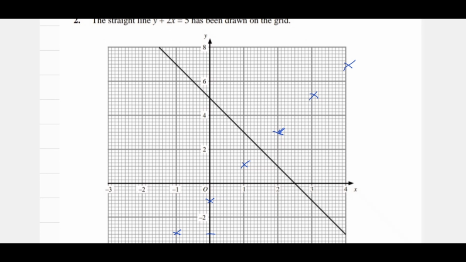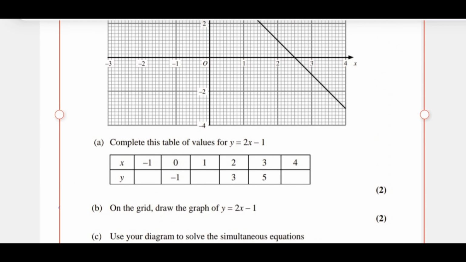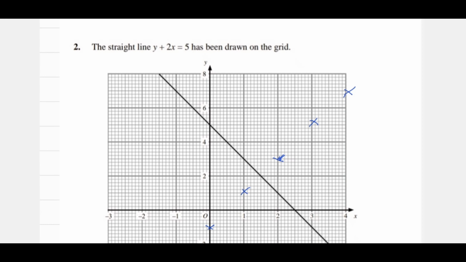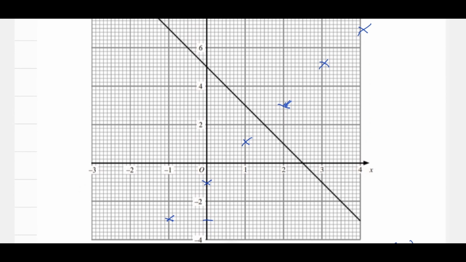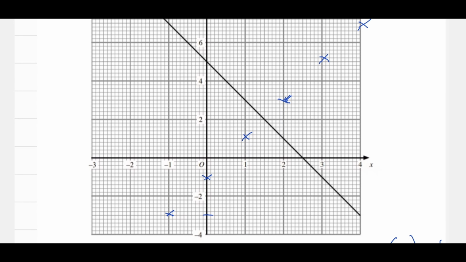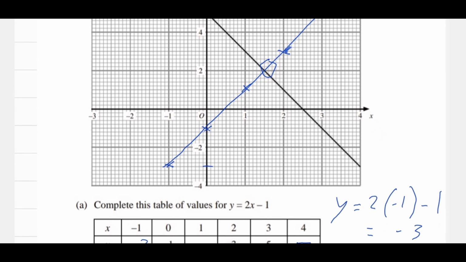Now you can connect them by using a ruler and filling it out. And you can see that there is a specific point of intersection that we will get to in the next part of the question. So draw the second line and point out the point of intersection.